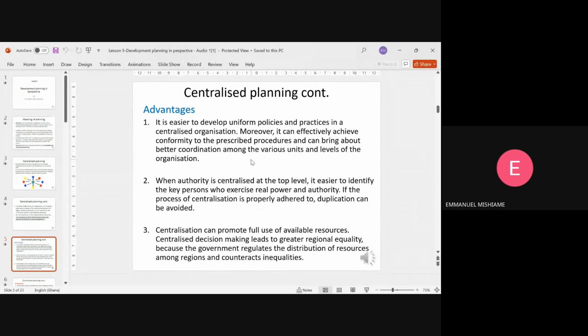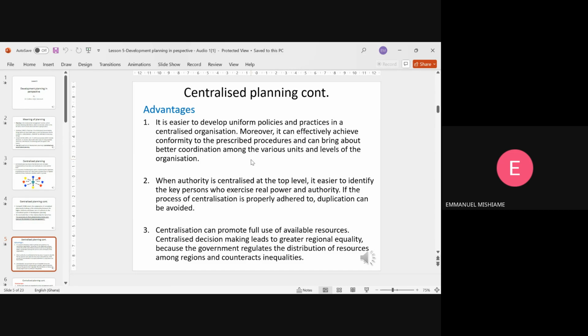a centralized state, because the idea is that you are limiting the number of people who have power, you can even avoid duplication because the road minister is solely handling roads, education is doing education, finance is doing finance. They don't have overlapping, or a case where someone may be performing something that someone else should be doing. No. Okay, so it is easy to identify the key persons who exercise real power because the number is few. The number is few.